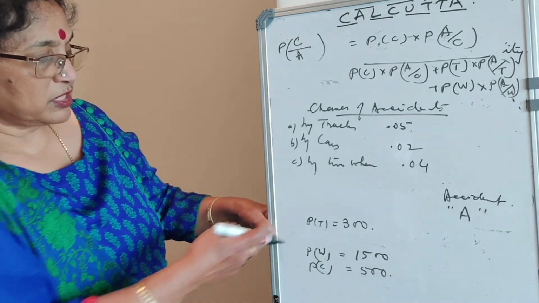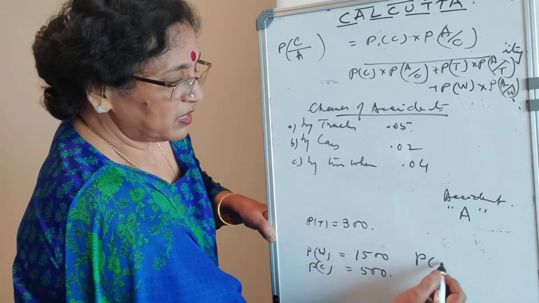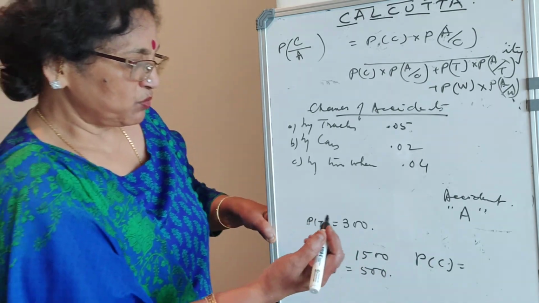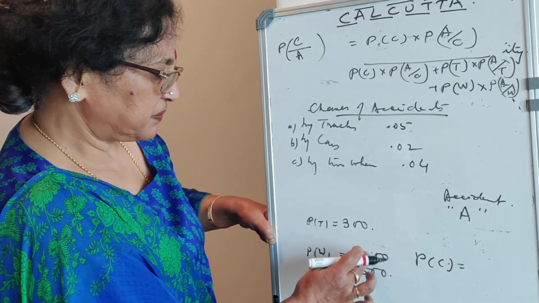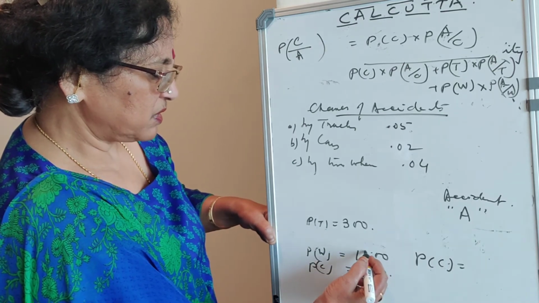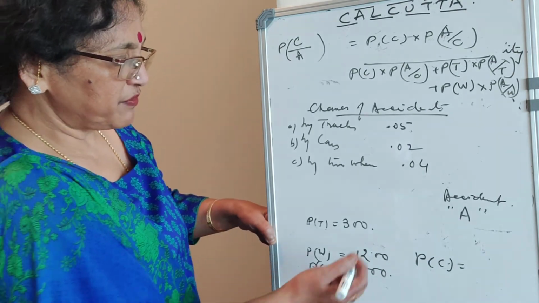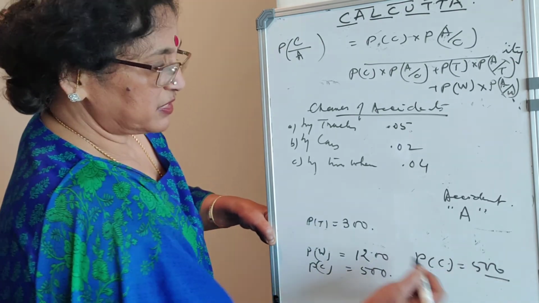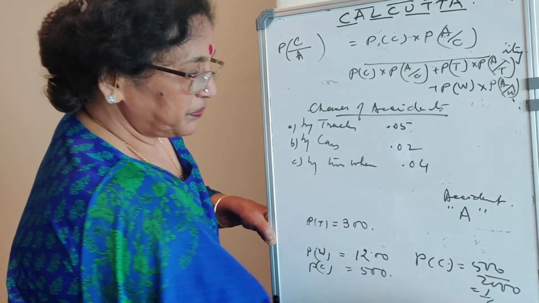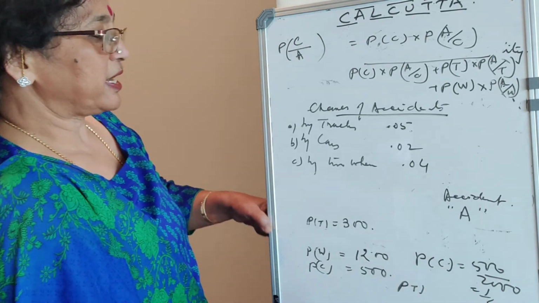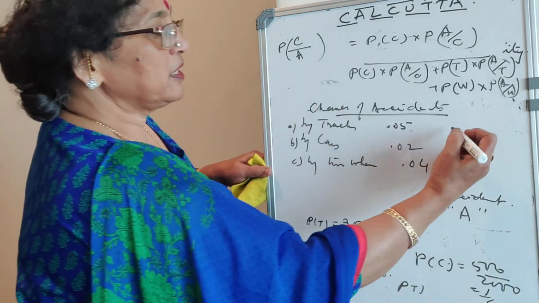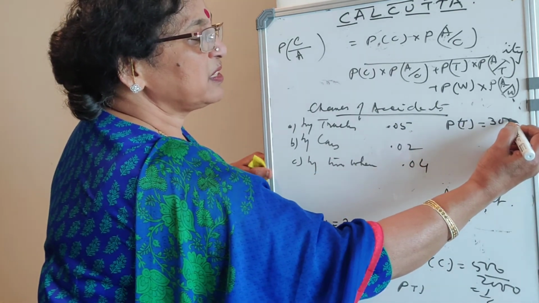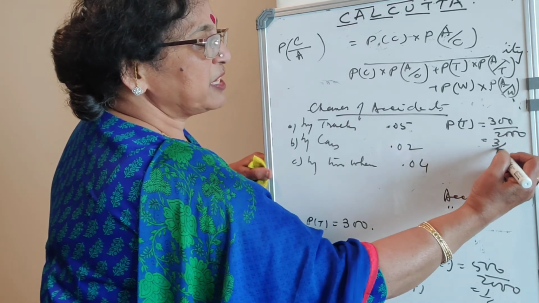So I asked you what is the probability. The probability of a car is 500 by 2000, right? So the total is 1200, 300 and 500, that is 2000. So the probability it is a car is 500 by 2000, so I had 1 by 4, okay. The probability it is a truck, so I write it on top. The trucks are how many? 300, and total vehicles are 2000. So that is 3 by 20.